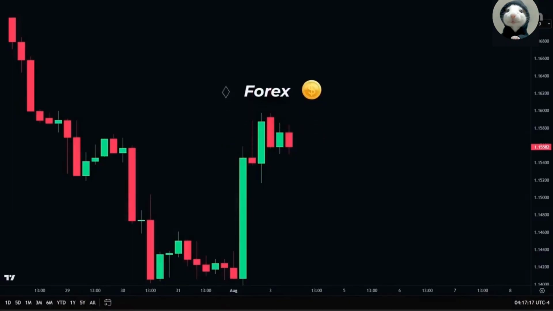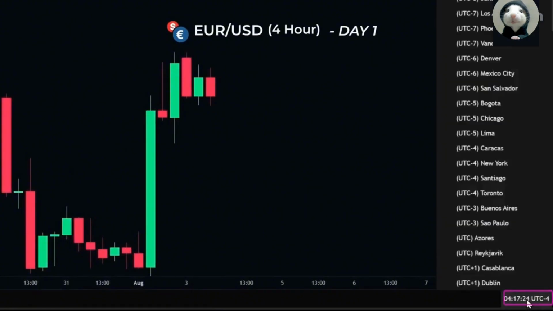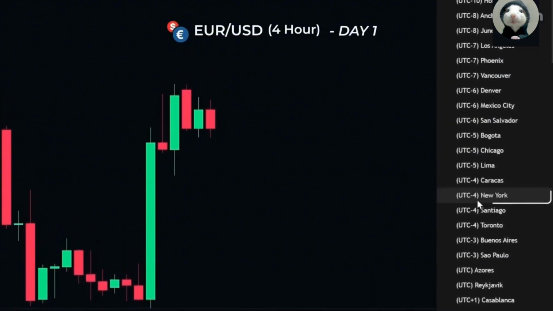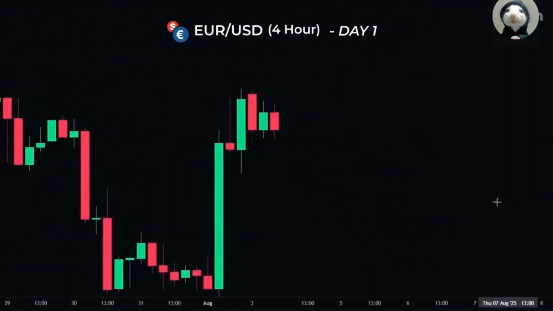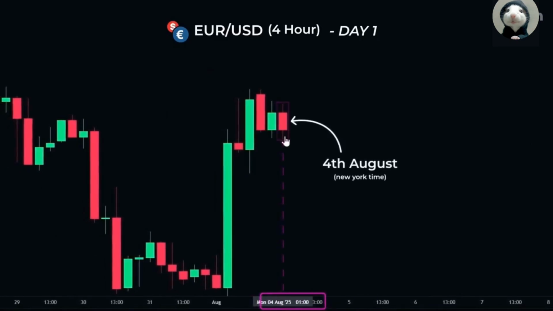Let's see how the strategy performs on the Forex market. Here, I'm on the Euro-USD 4-hour chart. To apply the 4-hour range in Forex, it's the exact same process. Go to the time zone setting at the bottom right of the chart and select New York time. Then, find the first 4-hour candle that formed on the current date. Since it's August 4th, the first 4-hour candle that formed is this one.